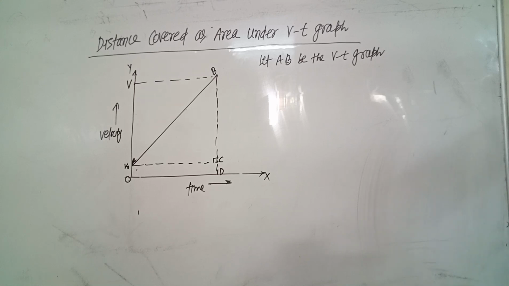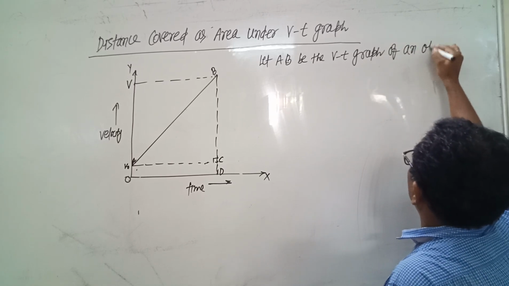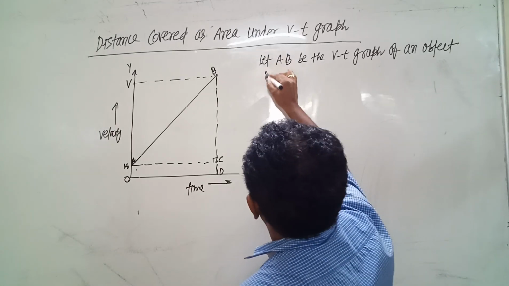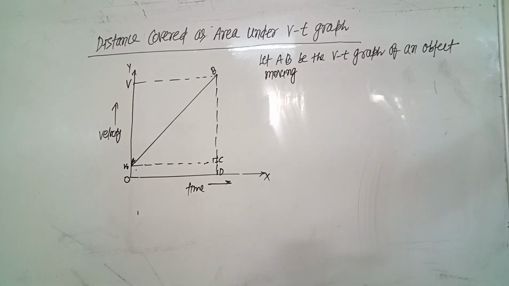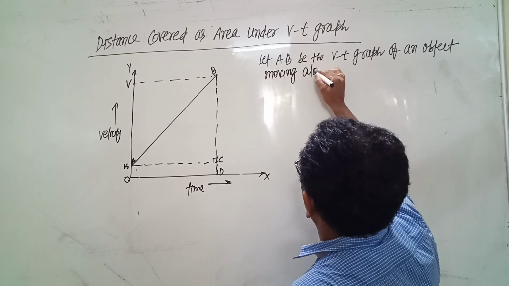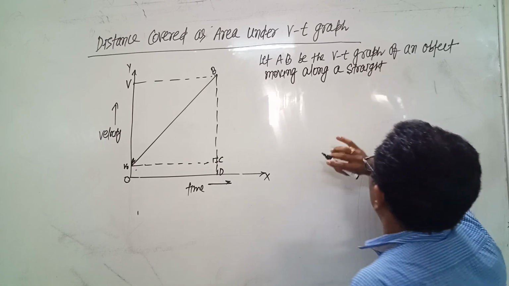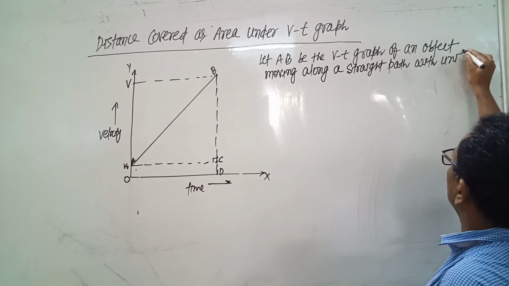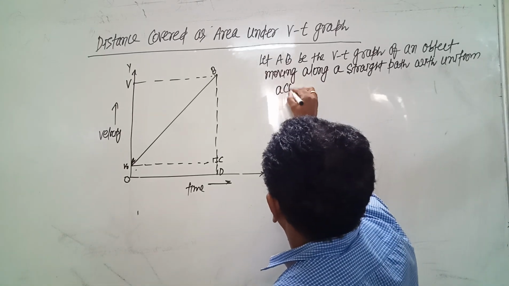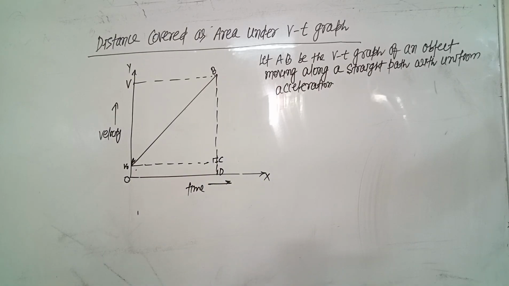Let AB be the velocity-time graph of an object moving along a straight path with uniform acceleration.